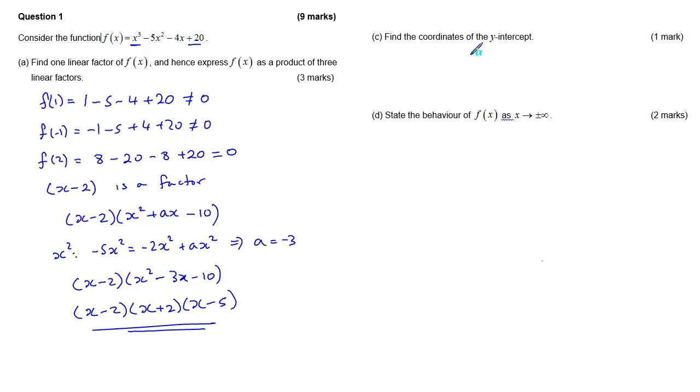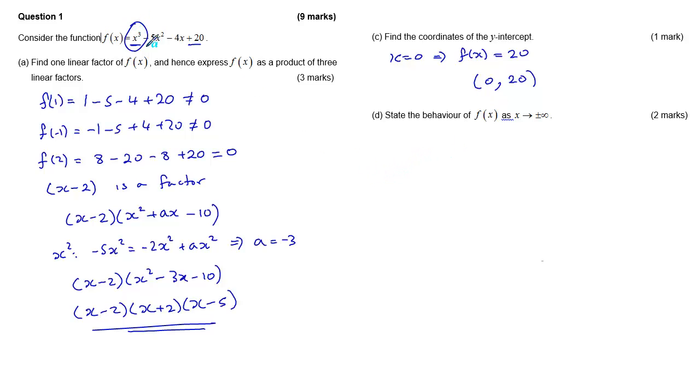Now we want to find the coordinates of the y-intercept. That's when x is equal to 0, and that means that f of x is just going to be 20. So that's just 0, 20. State the behavior of f of x as x tends to positive or negative infinity.